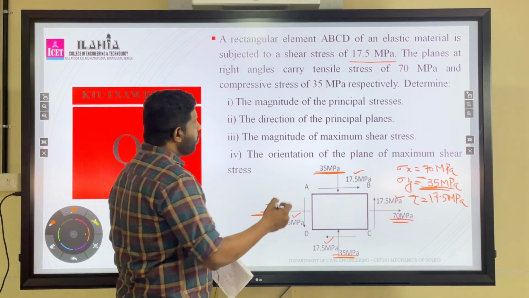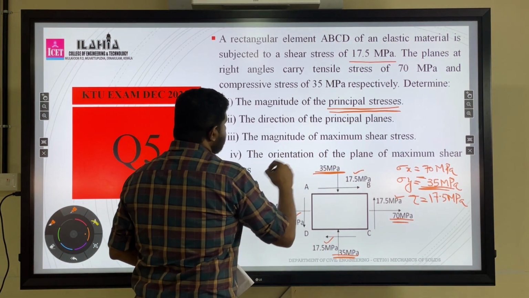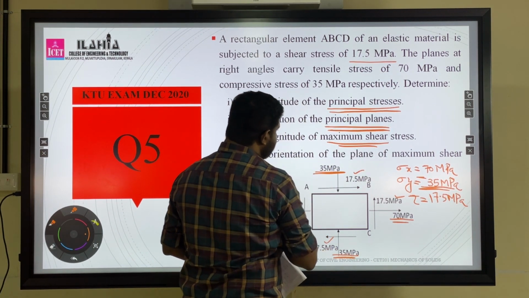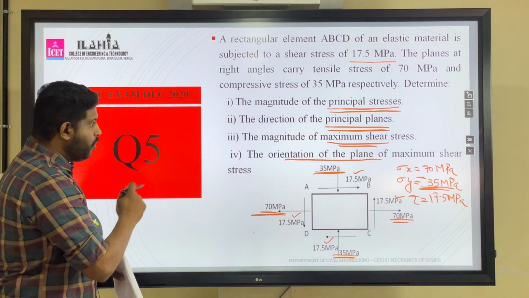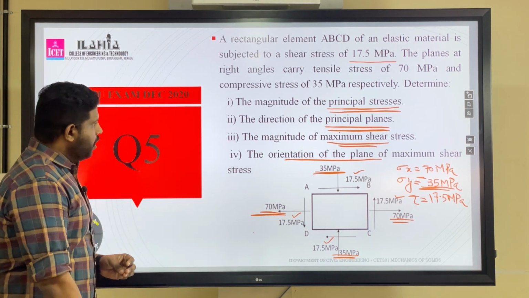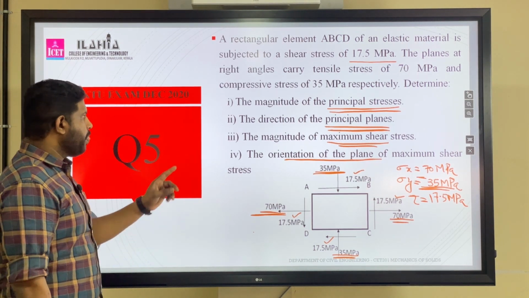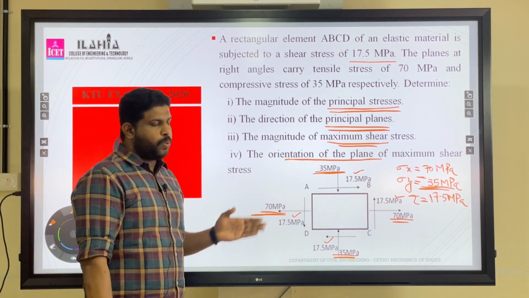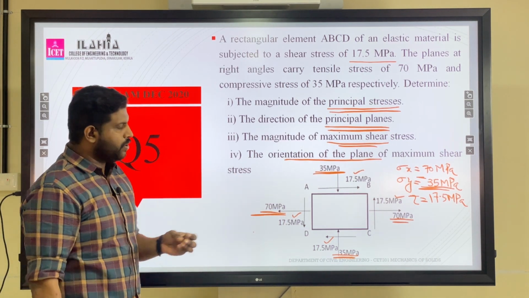So first, in the question we have to calculate the principal stresses. Second, the direction of the planes. Third, the maximum shear stress, and fourth, the orientation of the plane having maximum shear stress. So these are the 4 values we want to calculate in this section, and we can discuss them one by one. The first thing is the magnitude of principal stresses. We have 2 direct equations for calculating the principal stresses, so we can look into the equations.